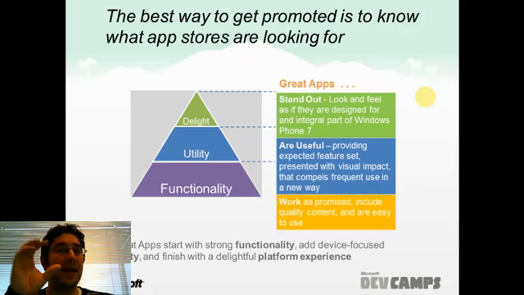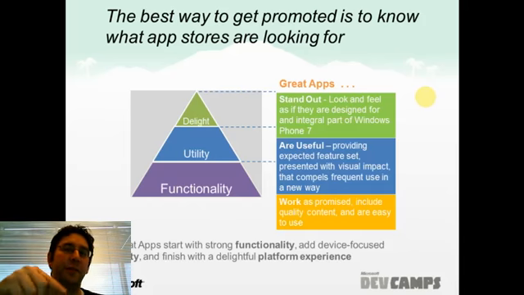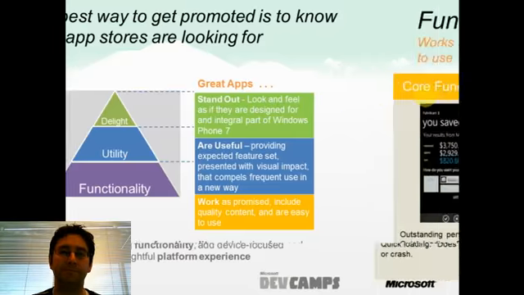And then the main thing that gets people promoted is not the functionality. That's sort of the base case. Utility sort of helps with that, but you need to delight the user. And if you can delight the user with your application, you're going to have a popular application, and the more popular you are, the more likely you are to get promoted. Right? Because the app stores basically look at downloads and everything else like that as part of their process.